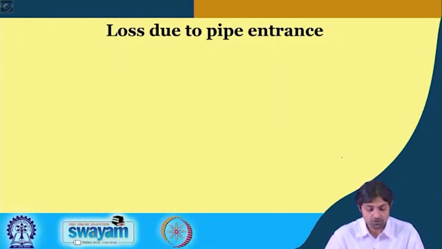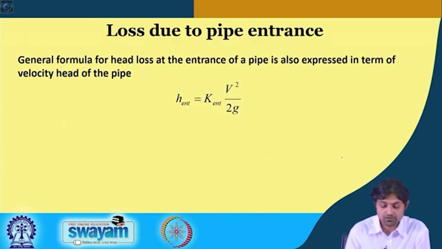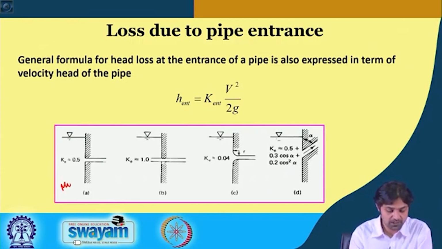Now loss due to pipe entrance. The general formula for head loss at the entrance of the pipe is also expressed in terms of velocity head. So if there is a pipe entrance, the loss will be V square by 2g into K entrance. For different configurations, this is the most common one that you will encounter.